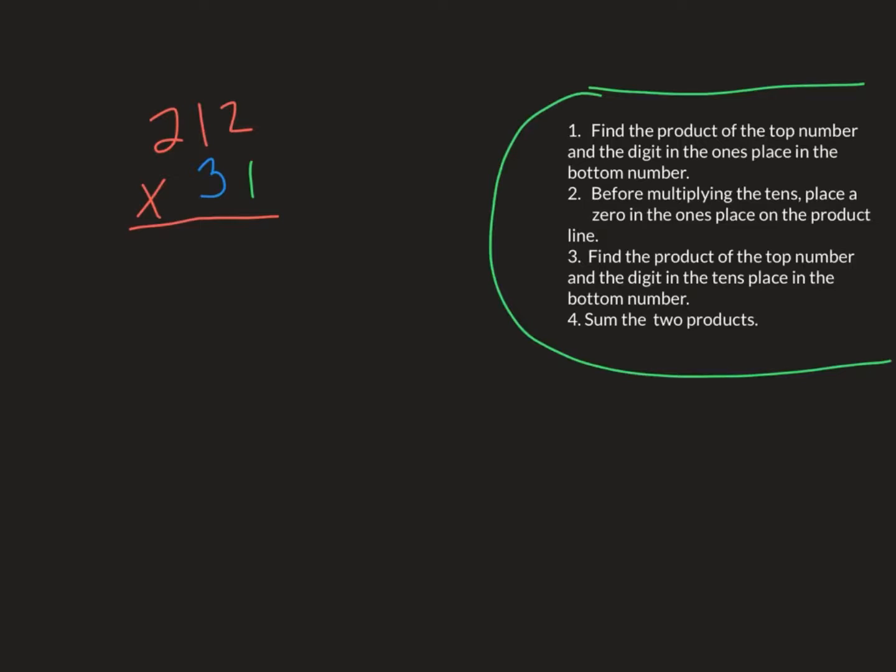Before I get started, I want to estimate my answer. 212 is close to 200. And 31 is close to 30. So I'm going to multiply 200 times 30. 2 times 3 is 6, and then there's 3 zeros. So my estimate is 6,000. Now, I rounded both of those numbers down, so I know my answer is going to be higher than 6,000, but it should be close to 6,000.